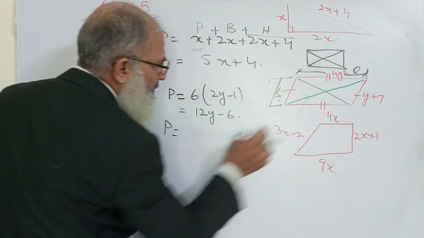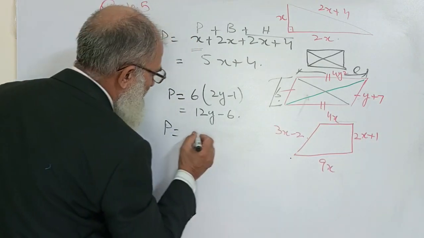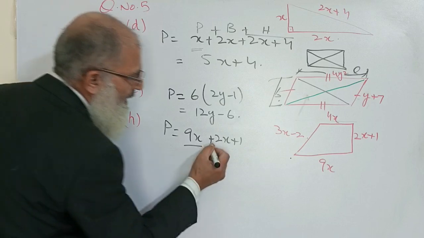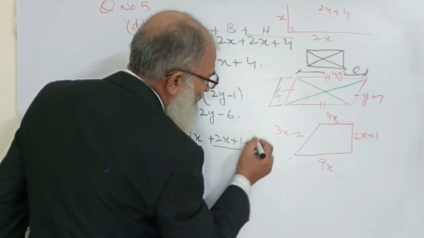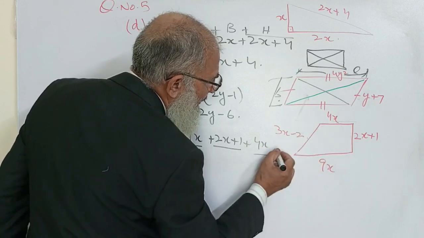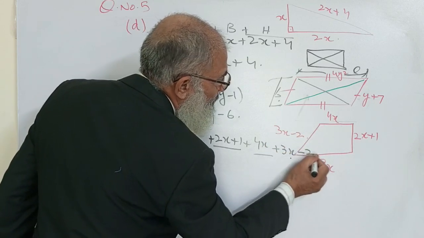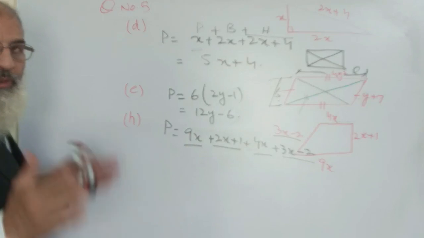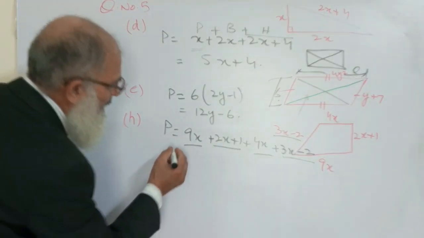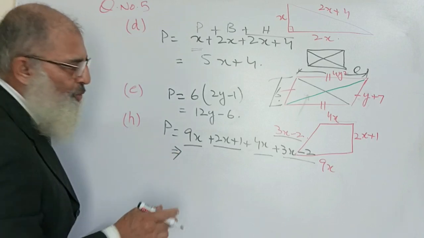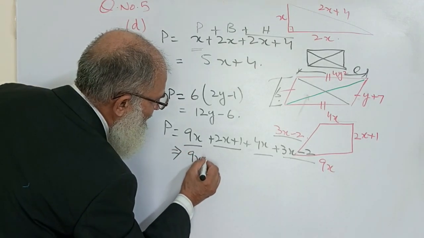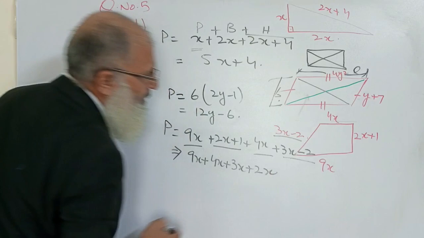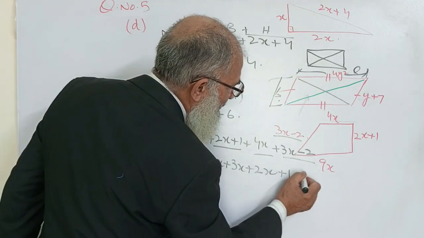We'll add up all the sides. Starting from here, 9x plus 2x plus 1, you see that this is one side, this is one side, 4x, and plus 3x minus 2, and this is the last side. Okay, now as I told you, just bring them in order so that it becomes easier. Bring like terms together: 9x plus 4x plus 3x plus 2x plus 1 and minus 2.